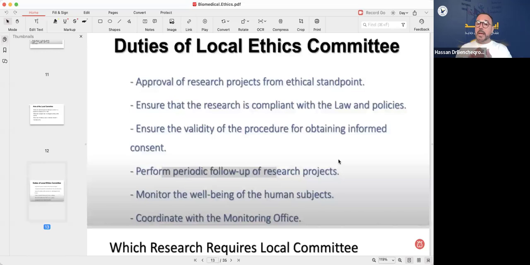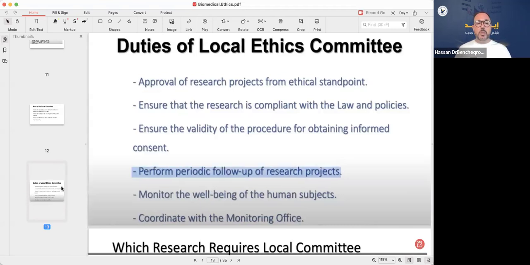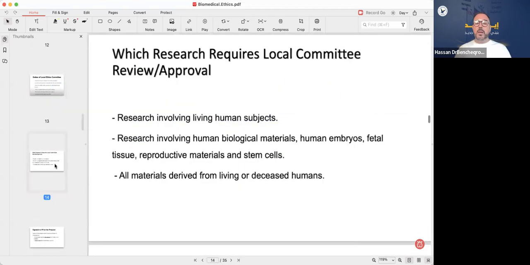You have to prove to the ethics committee that you will be following this person for as long as needed to ensure that they are safe. Sometimes it's 4 weeks, sometimes it's 4 months, sometimes it's 4 years, sometimes it's 14 years. You monitor the well-being of the human subjects, and you coordinate with the monitoring office. Which research requires the local committee review and approval? All of it, especially if it involves living human subjects.